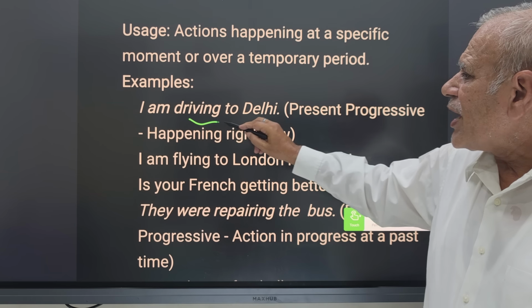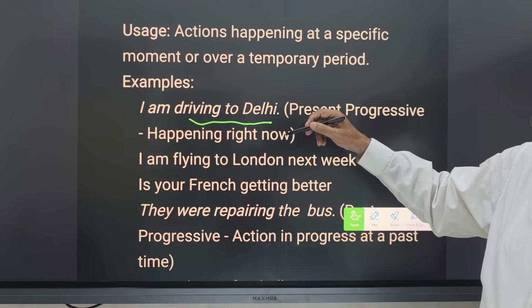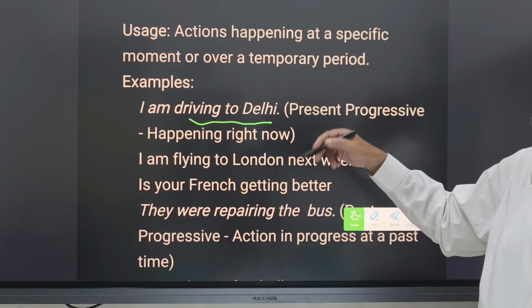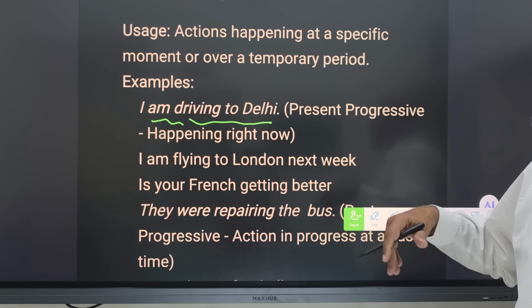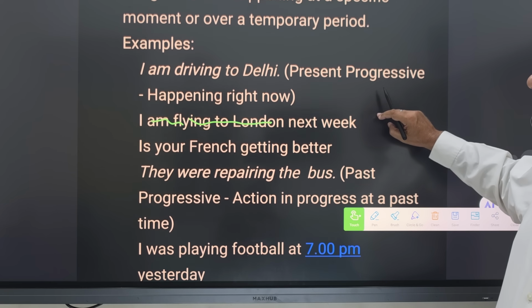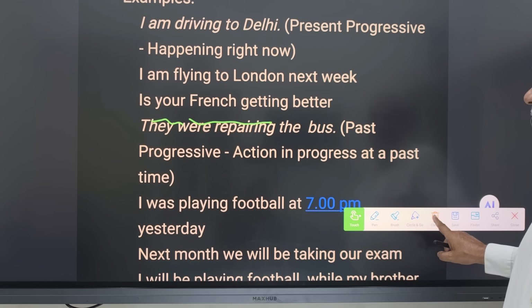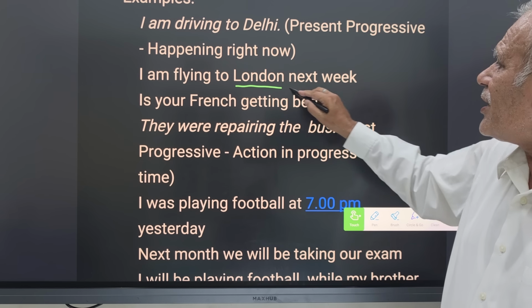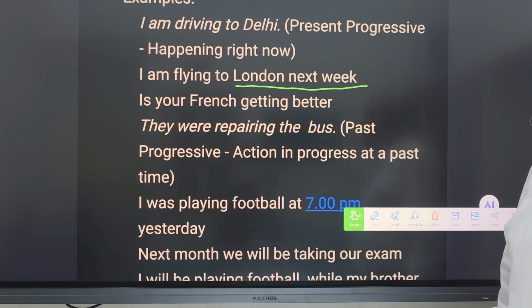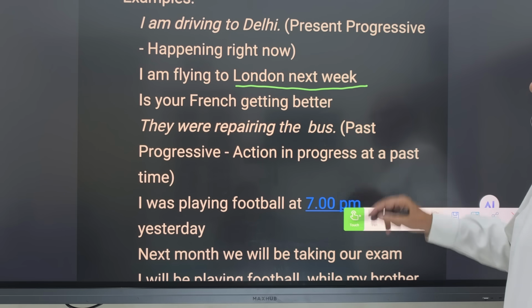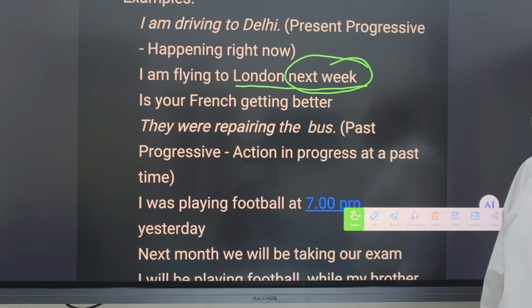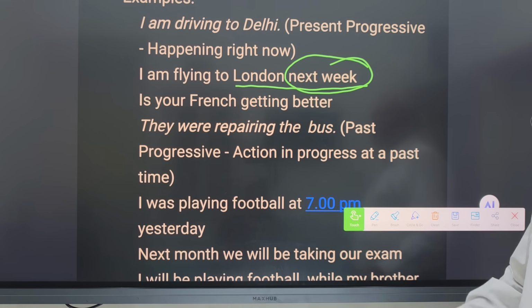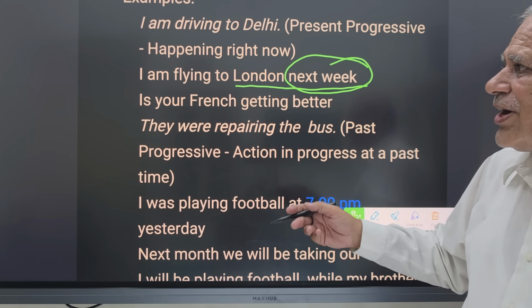I am driving to Delhi. Remember, a little while ago you said I drive to Delhi. But here this is the present event which is happening at the time of speaking. So you say I am driving to Delhi. I am flying to London next week. Future event. The time marker is next week. So you are using the present progressive for a future event, but these are planned events.